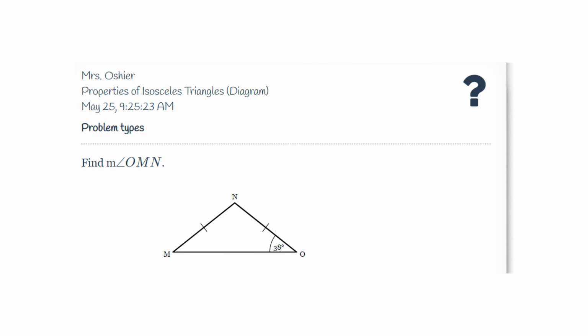Okay, the last one is dealing with isosceles triangles. So what you want to remember is in isosceles triangles, the angles that are across from the congruent sides are equal. So this angle is also 38 degrees. And that's the one they were looking for in this case, angle OMN. So that would be my answer, 38 degrees.